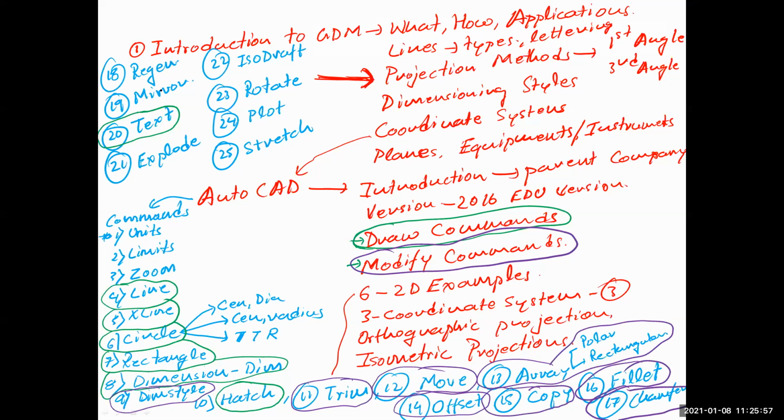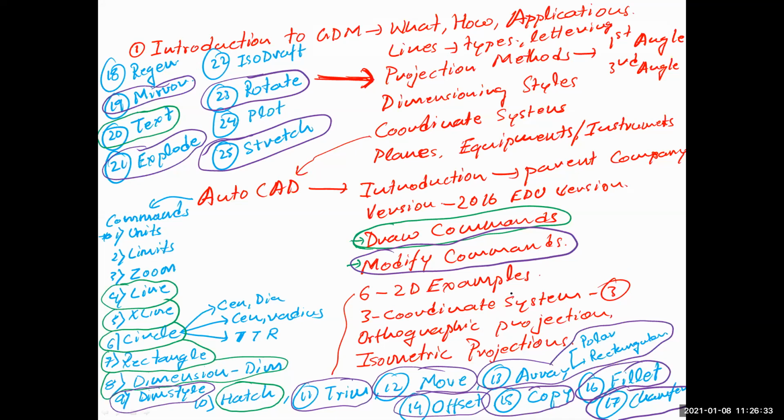Region is not modify. We will keep mirror in modify, explode we can keep in modify, because something is already there and we are modifying something on it. ISO draft is not modify, rotate is a modify command, because some entity is drawn and we are rotating it. Plot, I cannot say this is modify, but stretch is a modify command. The rest that are not circled can be categorized as general commands.